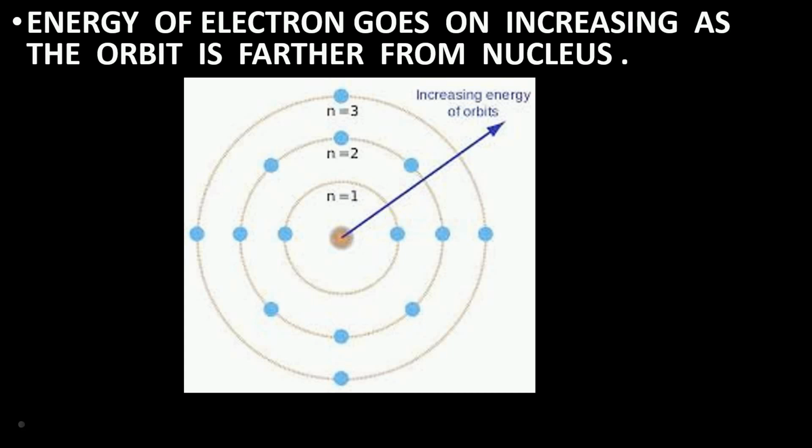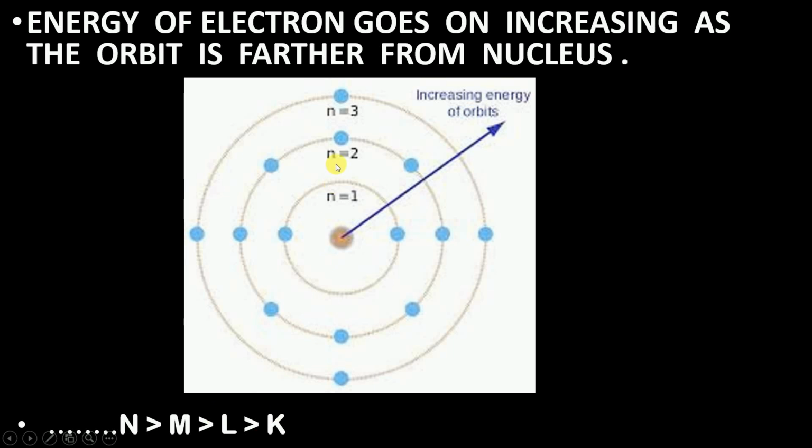Now, if I compare the electrons in the K shell, which is the first orbit, with the electrons in the L orbit, can I say that the electrons in the L orbit, which is the second orbit, will have greater energy as compared to the electrons in the K orbit? So this is what I have written: the electrons in the L orbit have greater energy as compared to the electrons in the K orbit.